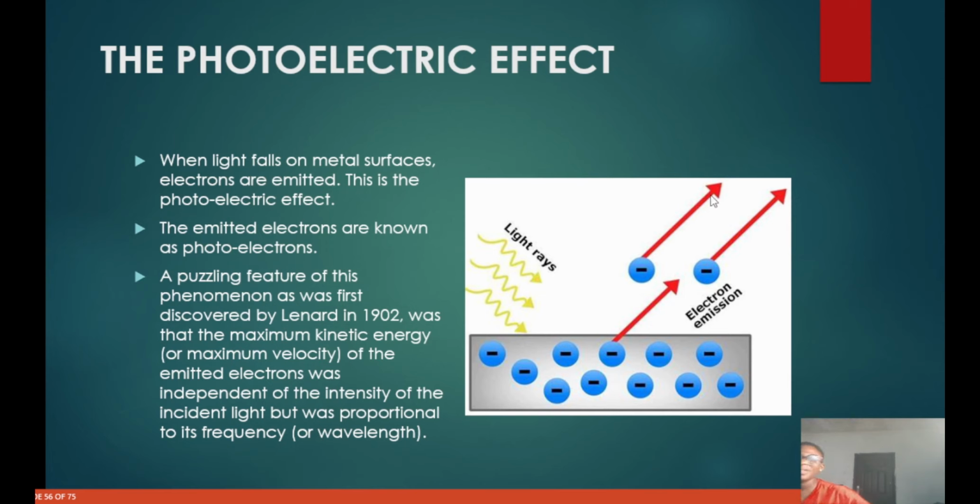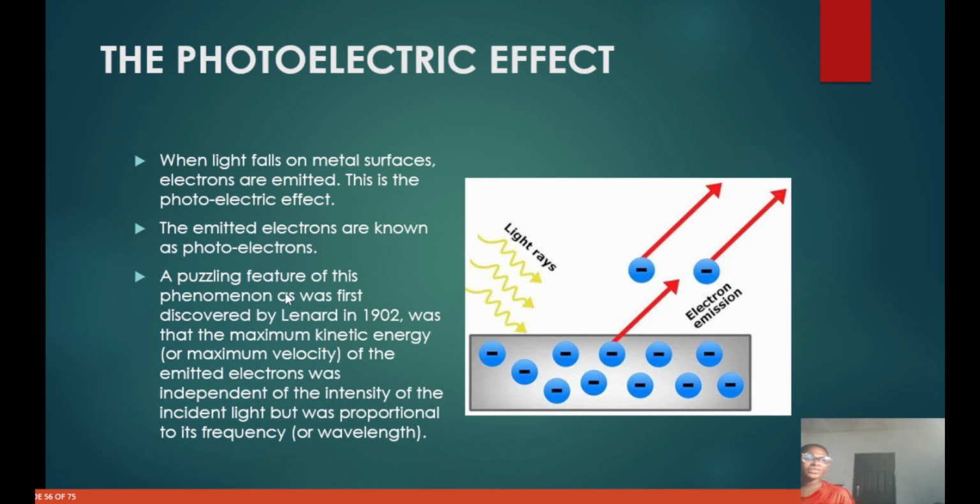Electrons are what? Emitted. Electrons are always looking for every opportunity to leave. Electrons are stubborn. They are energetic. They are not like the proton and the neutron that are always staying put. Electrons are always about moving. So when light falls on a metal surface, electrons are emitted. This is the photoelectric effect. The emitted electrons are known as photoelectrons.